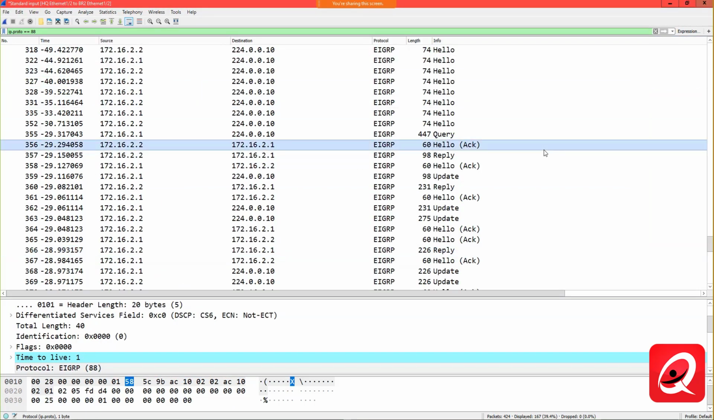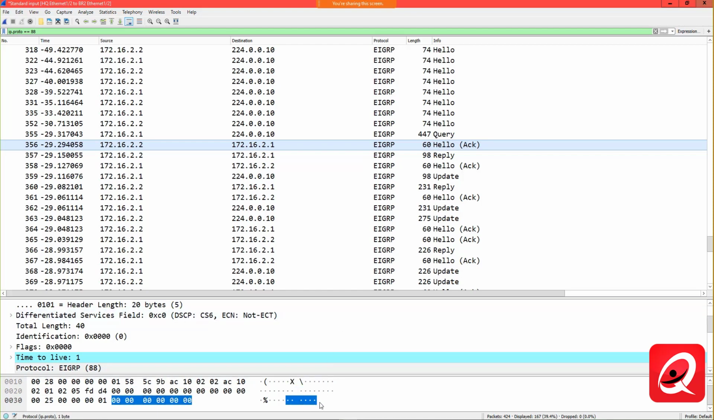I guess my point here is that as these changes in the topology occur, these queries get sent out across the network, and we have to reply to those queries within a specific amount of time. The default timer is 3 minutes before we go stuck inactive, and we'll talk about that a little bit later on. All right. We actually have a whole other discussion about stub routing, where I'm going to get a little bit more into the whole concept of queries and stuck inactive in more detail, but I thought I would let you know about this for now.